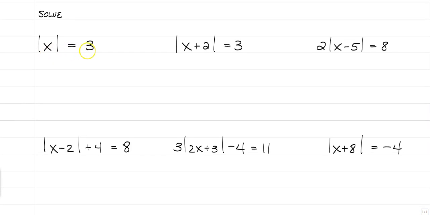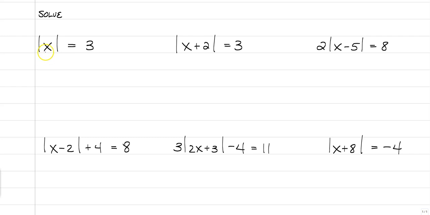The absolute value of x is equal to 3. So let's go back and talk about what we just did above. What was the absolute value of 3? It was 3. What was the absolute value of a negative 3? It was still 3. So when you are solving absolute value equations, what you need to do is remember that both positive and negatives will give you a positive when you take the absolute value.